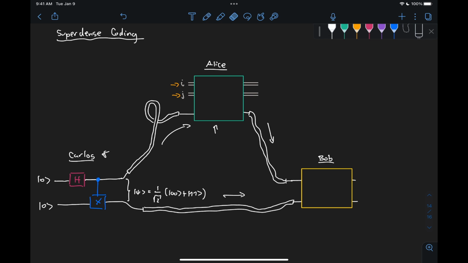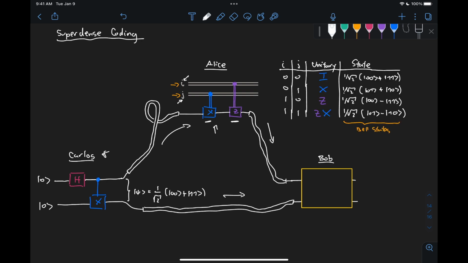Now, the pair of entangled qubits that Alice and Bob share are prepared in the form of a Bell state, so an equal superposition of state 0,0 and state 1,1. So what operations can Alice perform on her qubit to encode this information? Well, if whenever bit J is 1, she applies an X gate, and whenever bit I is 1, she applies a Z gate, then we get the following encoding.